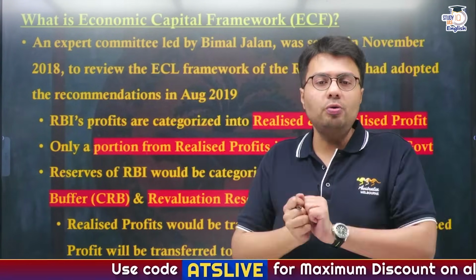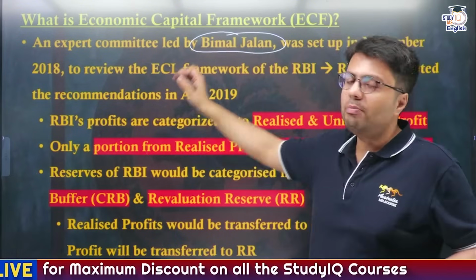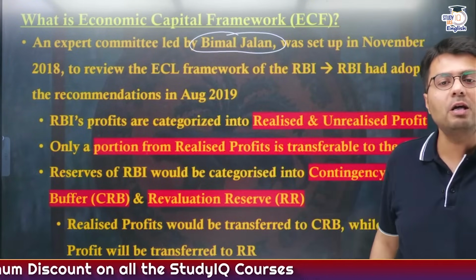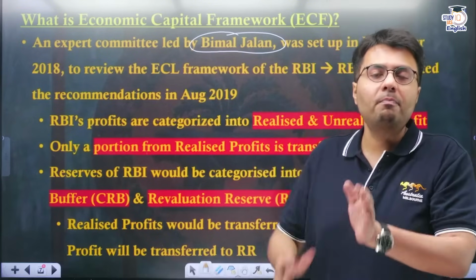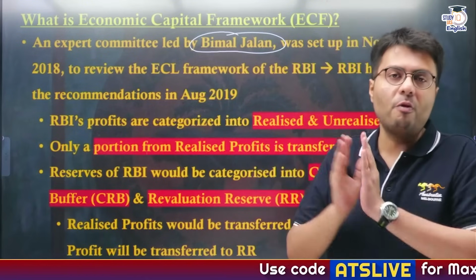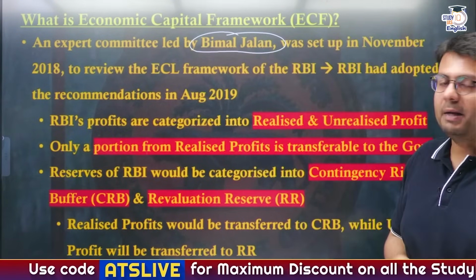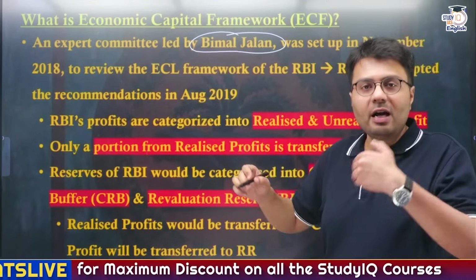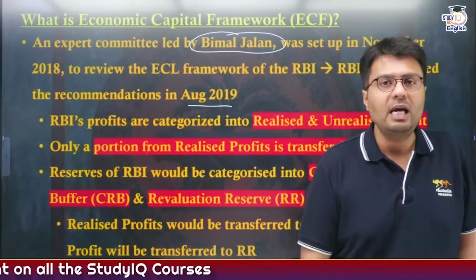So to sort this issue, the RBI formed an expert committee under the chairmanship of former RBI governor Mr. Bimal Jalan, and they would provide a new formula based on which the RBI will make allocations to the government in the form of profit. And this was called the Economic Capital Framework Committee. Now this committee gave its recommendation to RBI in August 2019 and it was accepted by the government.